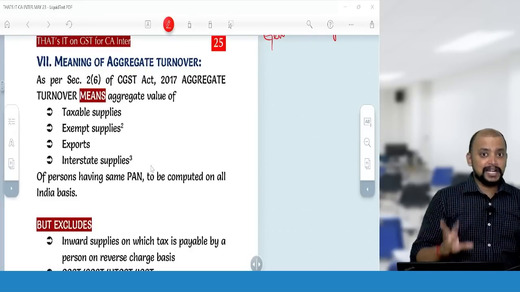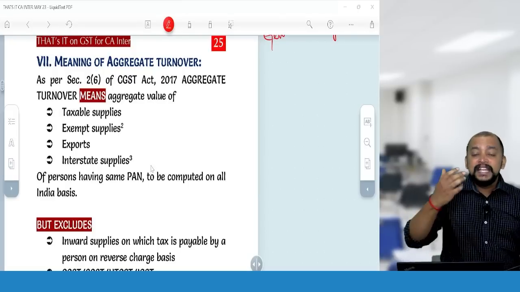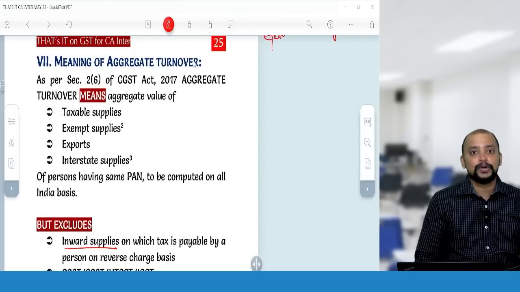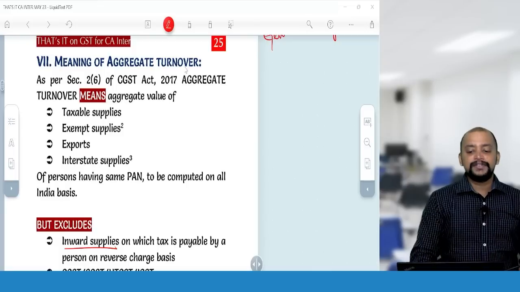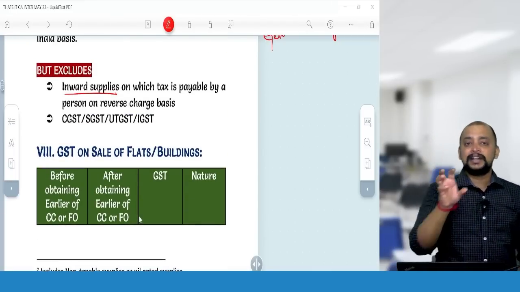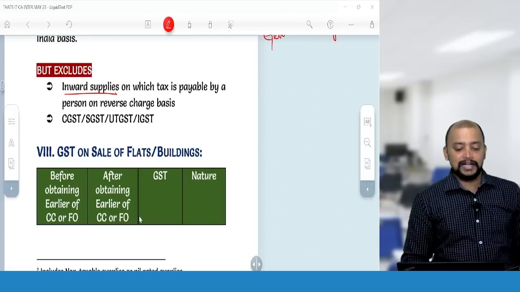It's not computed state wise, and this aggregate turnover excludes inward supplies covered under RCM, because inward supplies will never be treated as aggregate turnover. Turnover means outward supplies. So inward supplies will not come in aggregate turnover. Even GST, CGST, SGST, that entire GST group also will not be coming in aggregate turnover.